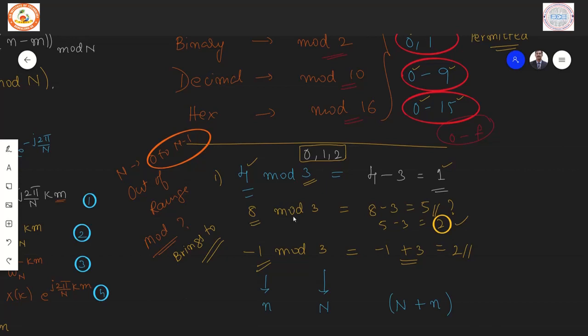Mod is also sometimes referred to as the remainder of division. 4 divided by 3, quotient is 1, remainder is 1. So this is thought of as the remainder of a division.